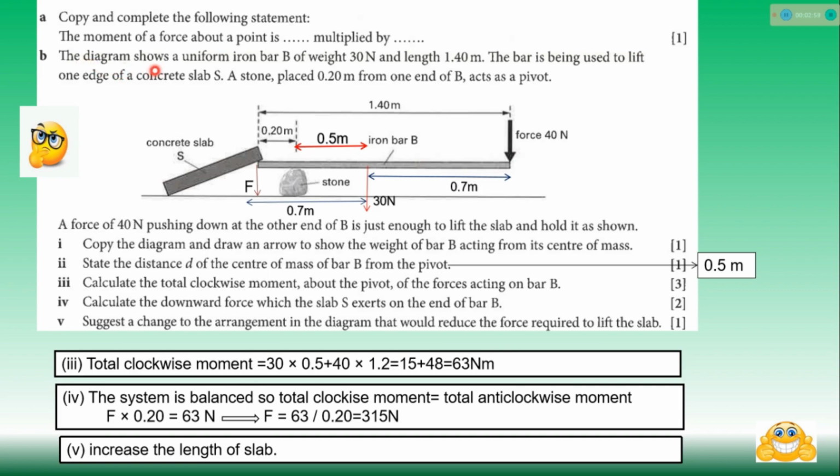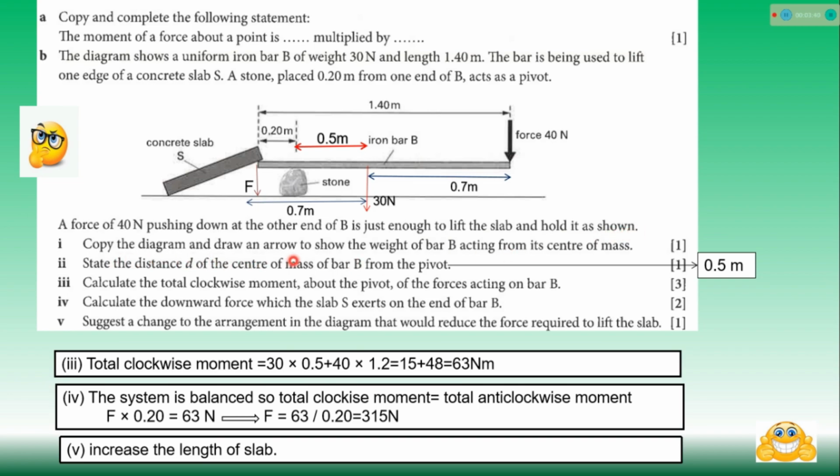The diagram shows a uniform iron bar B of weight 30 Newton and length 1.4 meter. The whole length is 1.4 meter. The bar is being used to lift one edge of the concrete slab. This is a slab. A stone placed 0.20 meter from one end of B acts as a pivot. This is acting as a pivot. A force of 40 Newton pushes down at the other end of B. This force of 40 Newton downward is enough to lift the slab and hold it as shown.